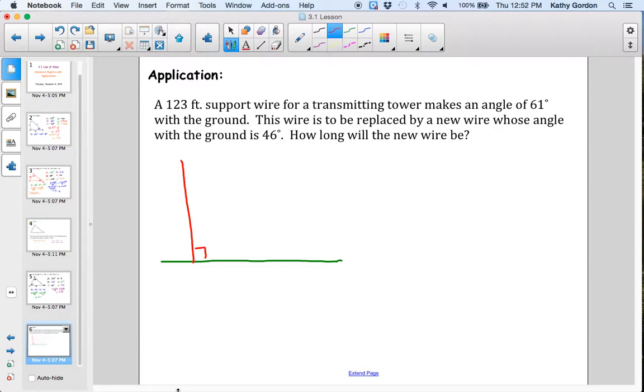That's formed with the ground. Okay? And then the wire that supports it is coming down from the top like that, and we're told that right there, where the wire and the ground come together, creates a 61 degree angle. We are also told that the wire itself is 123 feet.